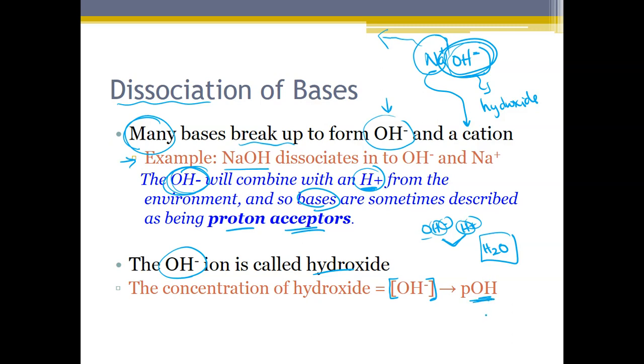pOH in chemistry is just as important as pH. We will use pH and pOH often. But of course, in everyday world outside of chemistry class, pOH is far less common. You have probably heard of pH. You may not have heard of pOH, but both are interesting and important, and we'll learn about them shortly.